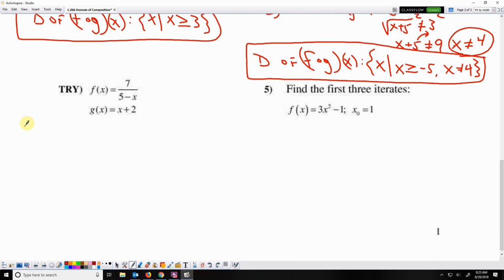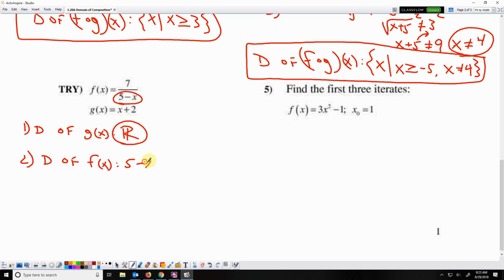So for our next one, the domain of the inner function, g of x. No variable in a denominator or a radical, so that's all real numbers. And I'm going to circle it because I will use it in my final answer. Step 2, the outer function. I've got a variable in a denominator.